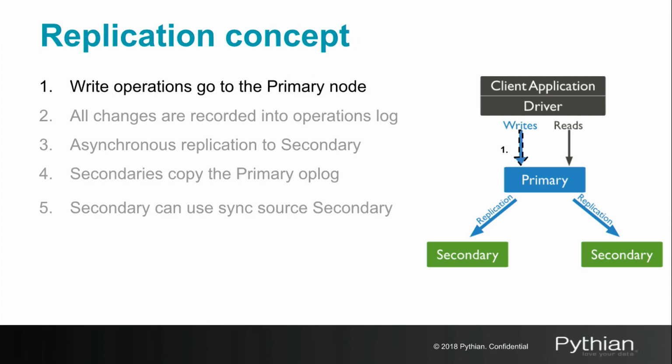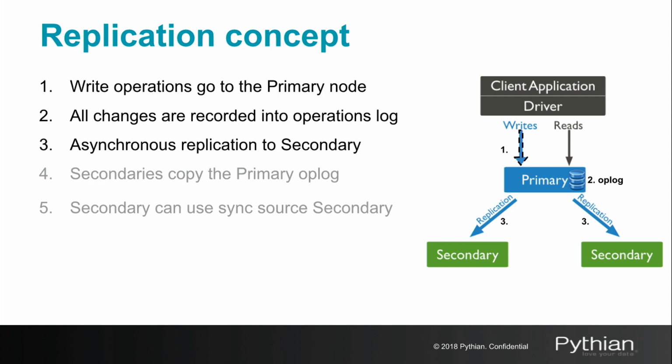So how does the replication concept in MongoDB work? By default, all the write operations from the driver go to the primary node. The primary node records all of the changes into the operations log, or oplog, and that's a capped collection with fixed size that is idempotent, which means each time we execute the operations log on the node, at the end we will have the same result.